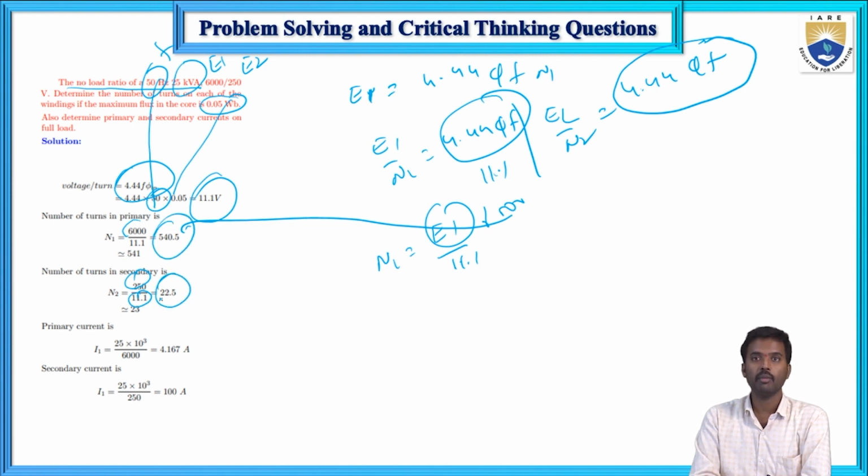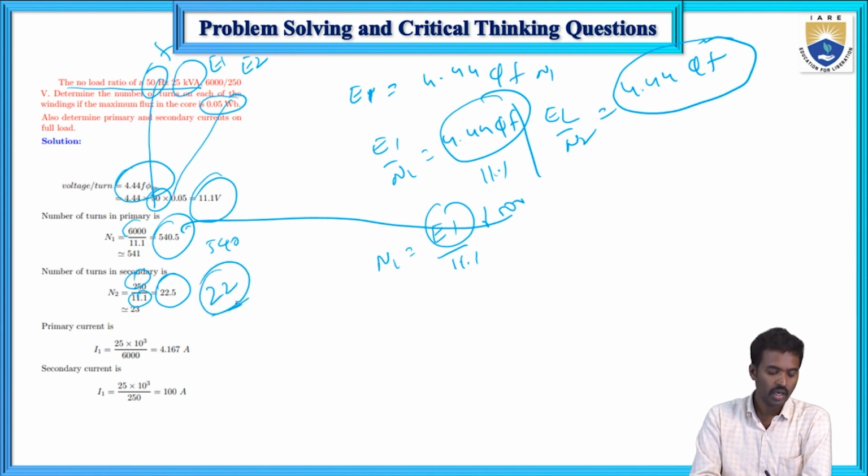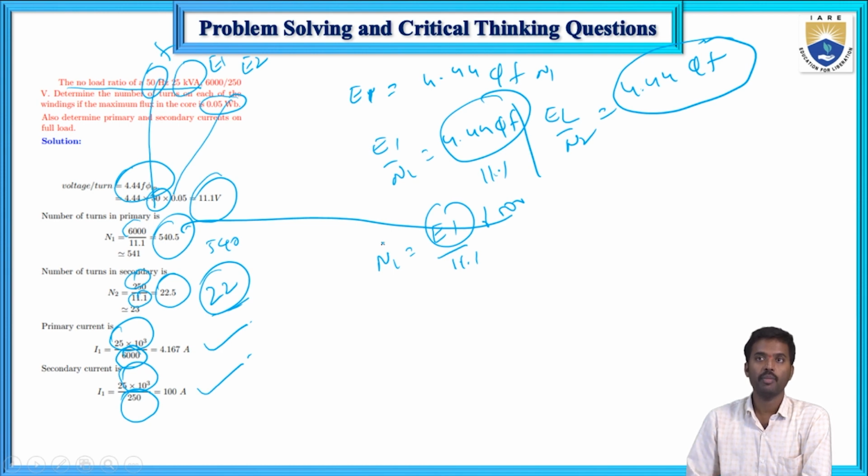Now here the primary number of turns is 540, and the secondary number of turns is 22. Primary winding current equals 25 kVA divided by the primary voltage, and secondary current equals 25 kVA divided by the secondary voltage. Primary current equals 4.167 amperes and secondary current equals 100 amperes.